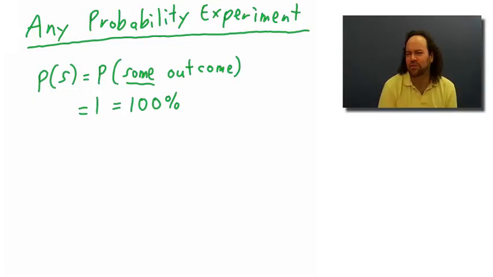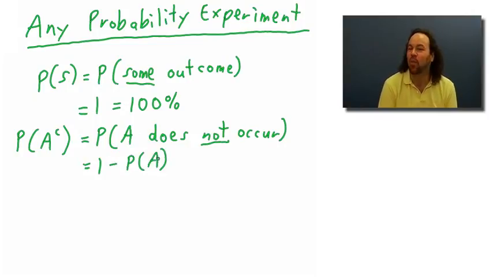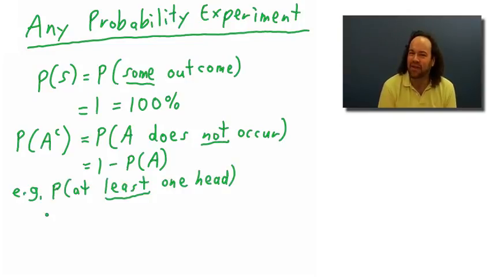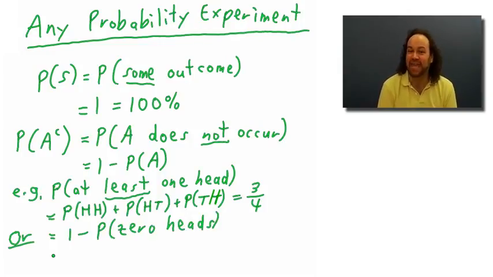There's another rule that we used before, which is the complement event. That is, the probability of A complement, which is to say that A does not occur, well, that's the opposite of A occurring. So the probability is 1 minus the probability of A. If we look at that in terms of flipping 2 coins, we can say, for example, the probability of getting at least 1 head, well, we could compute it as the probability of heads heads or heads tails or tails heads, but we could also compute it as 1 minus the probability of 0 heads, because that's the opposite of getting at least 1 head.